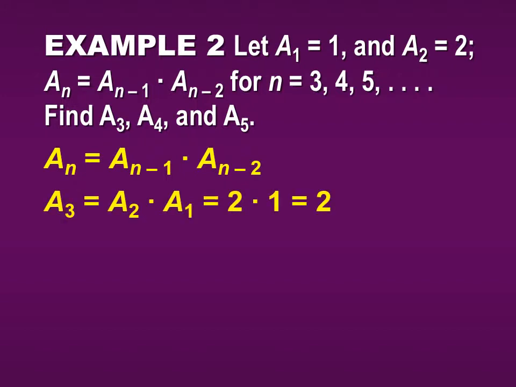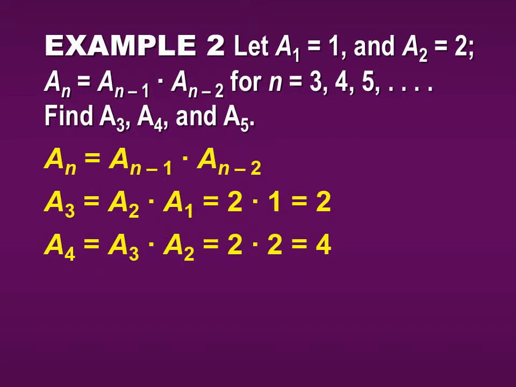So first we're going to find a sub 3. So when we are finding a sub 3, that means n is equal to 3, right? So 3 minus 1 is 2, which is how we got a sub 2, times 3 minus 2 is 1, which is how we got a sub 1. But a sub 2, they told us, was 2. So we're going to substitute 2 for a sub 2. And then a sub 1 was 1, so we're going to substitute 1 for a sub 1. So now we have the answer 2 times 1 is 2. So now we know that a sub 3 is 2, and we can use that in future recursive formulas.